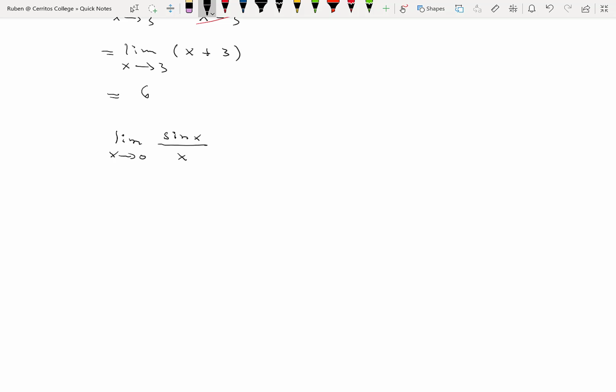I'll explain. As x approaches 0, the numerator approaches 0. Sine of 0 is 0. And as x approaches 0 in the denominator, x is approaching 0. This expression, 0 over 0, is undefined. It is completely undefined. We have a special name for this form. This is called an indeterminate form.